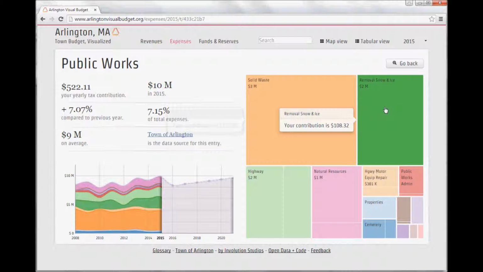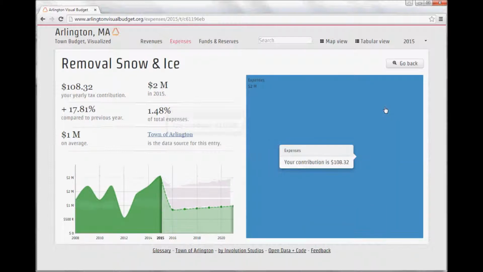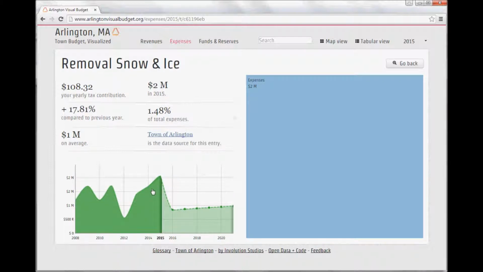If we dive into snow and ice expenditures, you can see a history of snowfall in Arlington over the last 5 years and what it cost this taxpayer to have the roads cleared each year. So now you know, it cost Arlington's taxpayers over $2 million this winter to have snow and ice removed from the town's public ways, and this taxpayer's share was about $108. If you hired someone to plow your own driveway, you probably paid more than that.